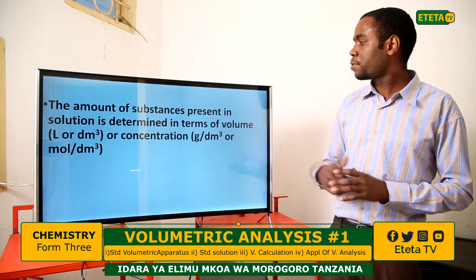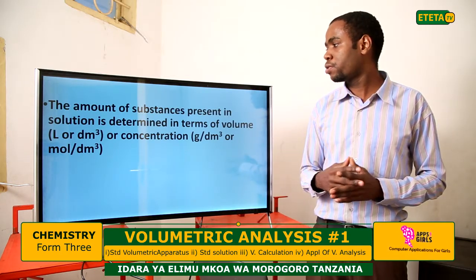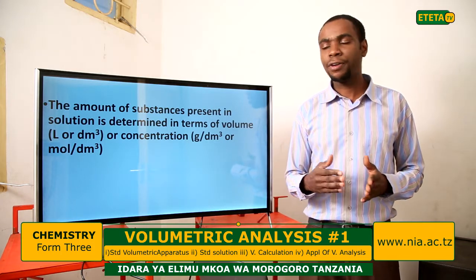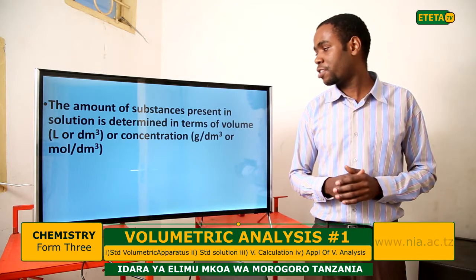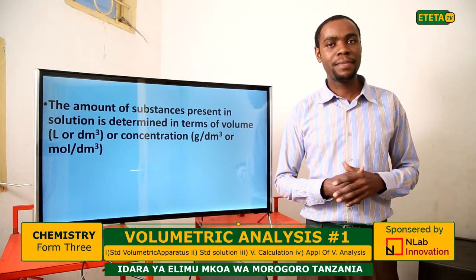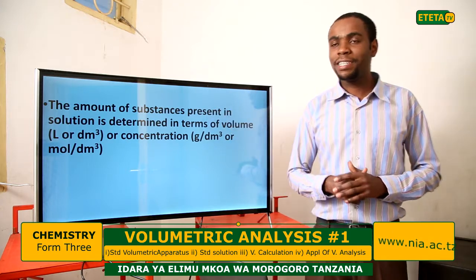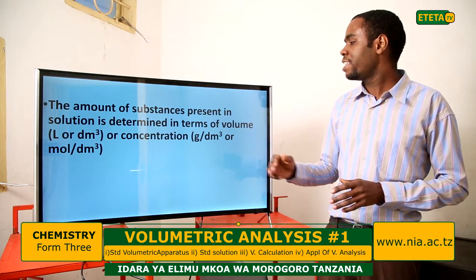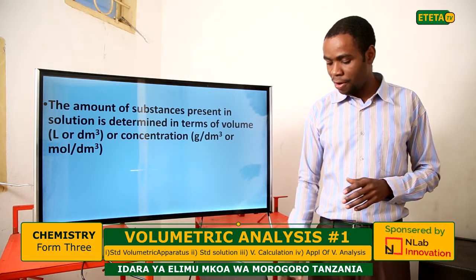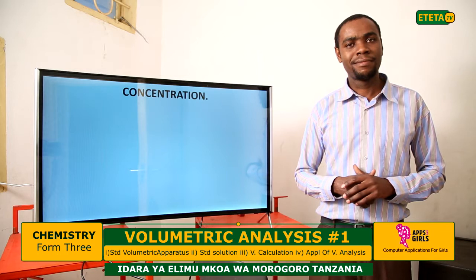Now, the amount of substance present in solution is determined in terms of volume, the unit is liter or decimeter cube, and concentration, the unit is gram per decimeter cube or mole per decimeter cube. So here, the amount of a substance in volumetric analysis is determined in terms of volume and concentration. It's better now to get the concept of concentration.